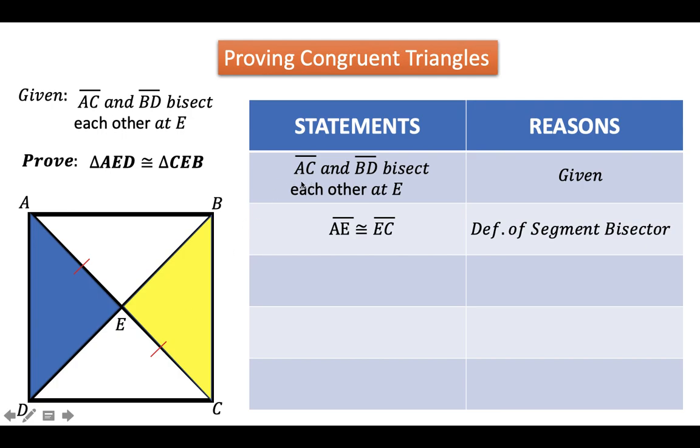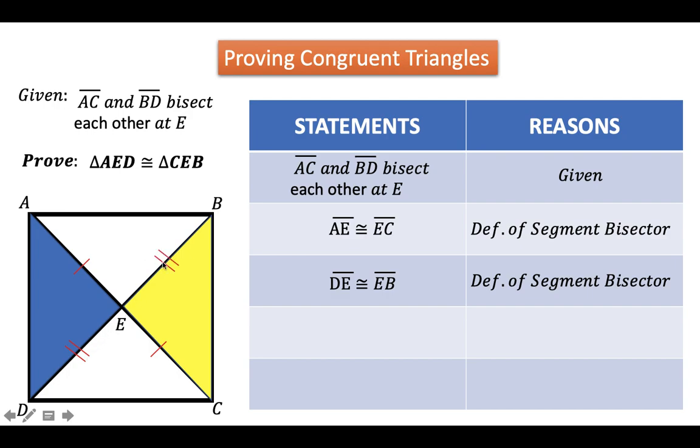Then from the same statement here, we can also say that DE is congruent to EB. So we are referring to this DE, this segment here, and the other segment EB. They are congruent because DB is also bisected by AC, which divides this BD into two equal parts. That's the definition of segment bisector. So we'll put a mark that DE and EB are congruent.